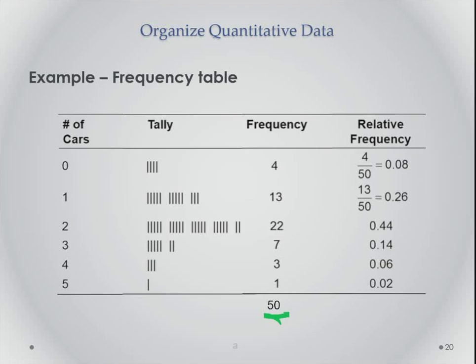Then you can calculate relative frequency by doing our division here. 4 here divided by 50, and that's 0.08. 13 divided by 50 is 0.26. 22 divided by 50 is 0.44. 7 divided by 50, on and on. So we have a relative frequency, and we also need to total those, and these need to equal 1.